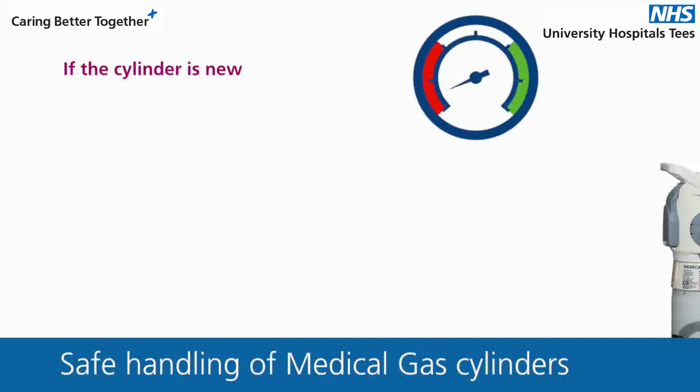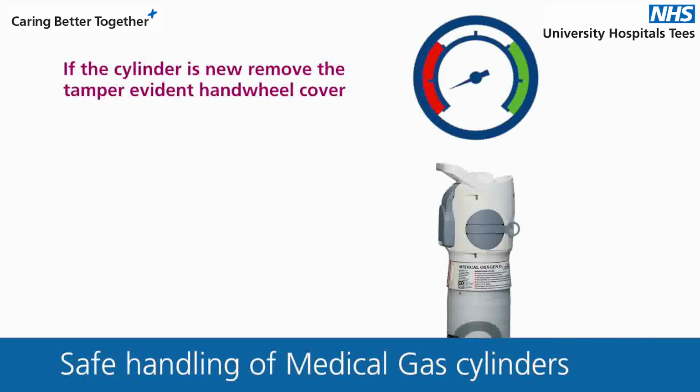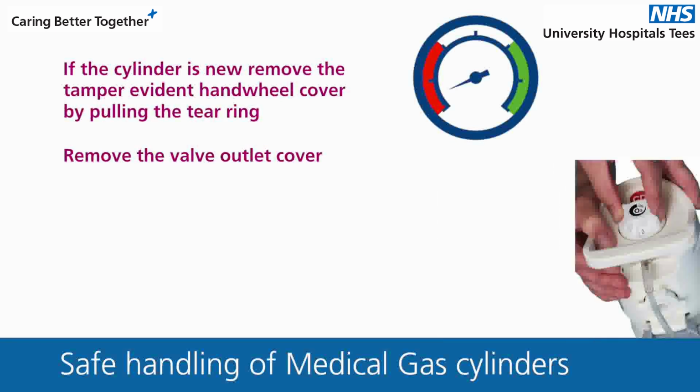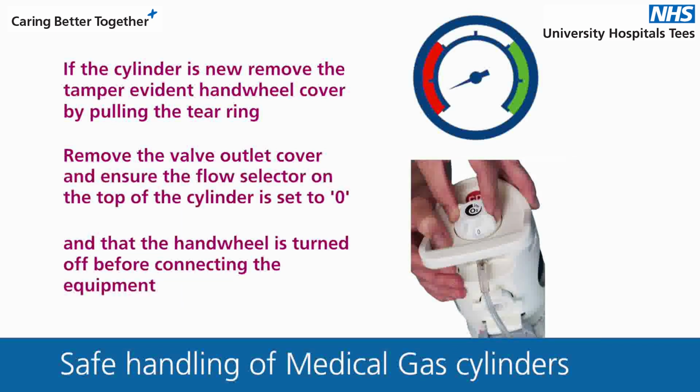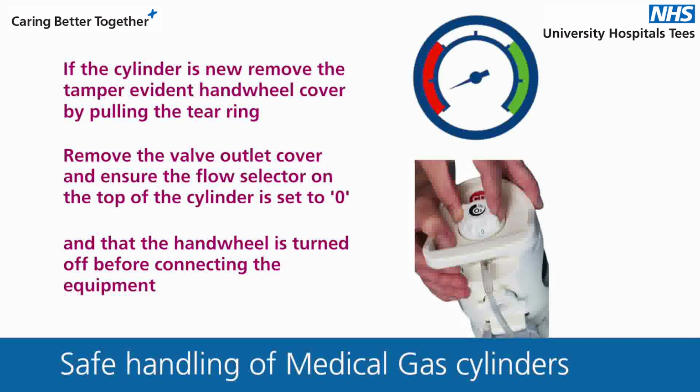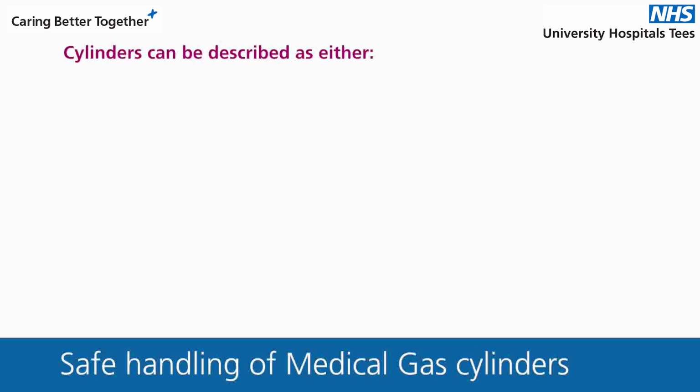If the cylinder is new, remove the tamper-evident hand wheel by pulling the tear ring. Remove the valve outlet cover. Ensure the flow selector on the top of the cylinder is set to 0 and the hand wheel is turned off before connecting equipment. Cylinders can be described as either faulty or incident cylinders.